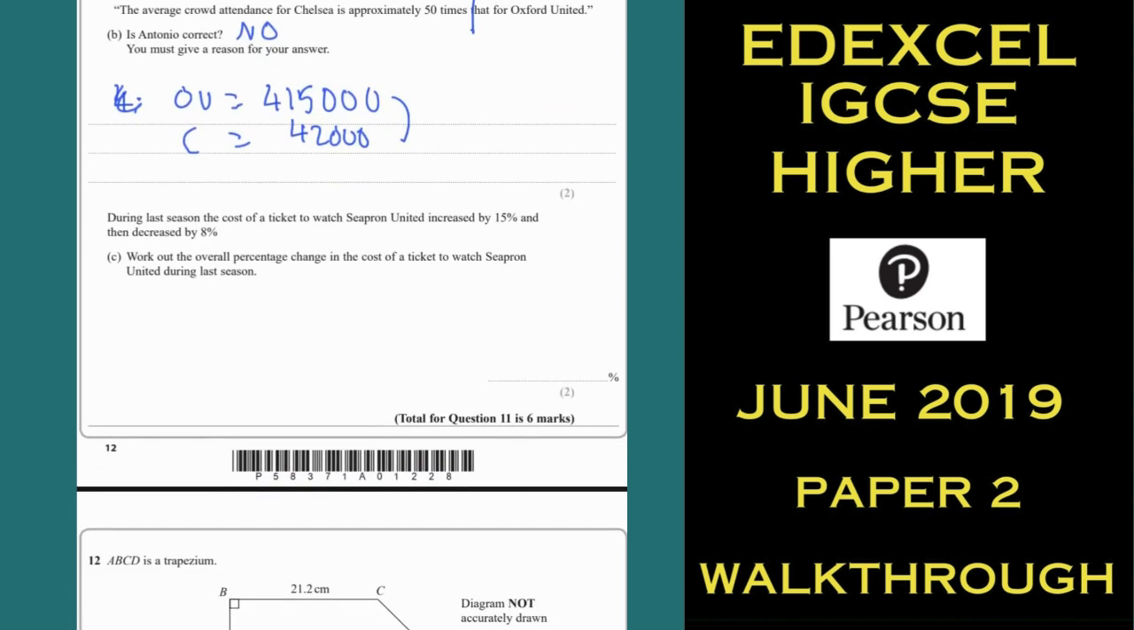Part C is detached, basically, nothing to do with standard form. If you don't know the original amount when you're dealing with percentages, my advice is call it 100.